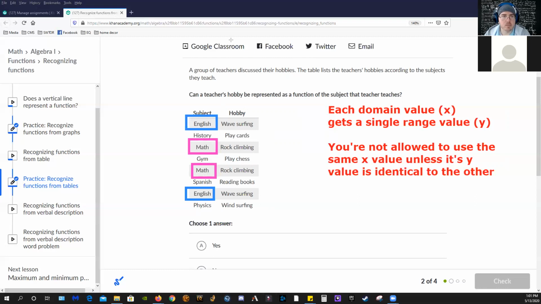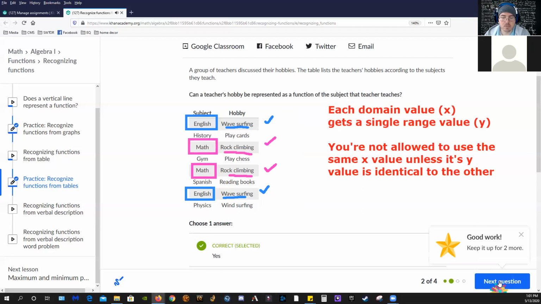Okay, so English goes to wave surfing. English goes to wave surfing, so they're okay because they went to the exact same output. Math goes to rock climbing. Math goes to rock climbing. They both go to the same thing again, so they're okay.